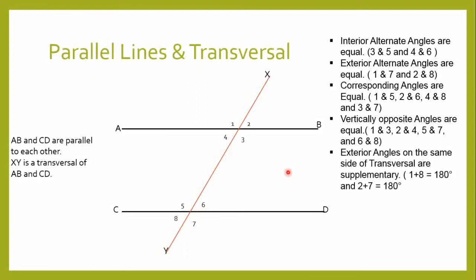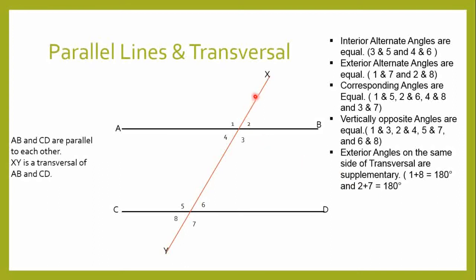And then we have exterior angles on the same side of the transversal, which are supplementary. So this is the transversal XY, and the exterior angles on the same side are angle 2 and angle 7, and on this side we have angle 1 and angle 8. These are the exterior angles on the same side of the transversal, and they are supplementary, which means their sum is equal to 180 degrees.